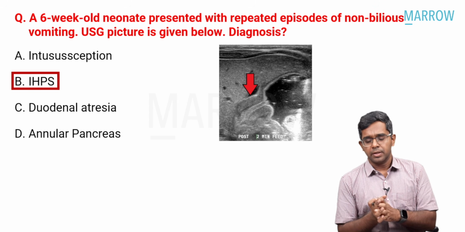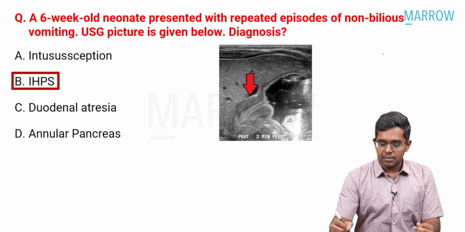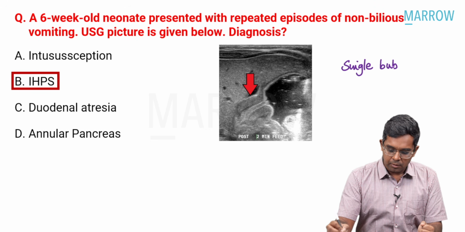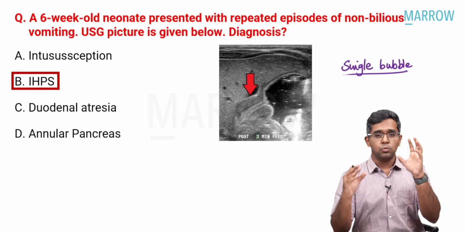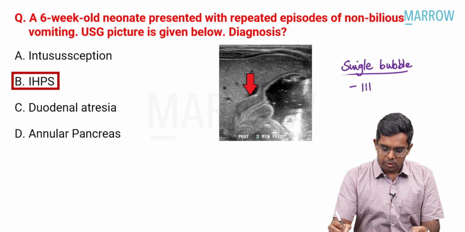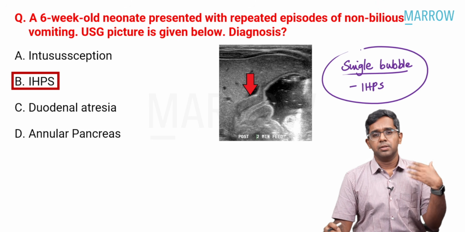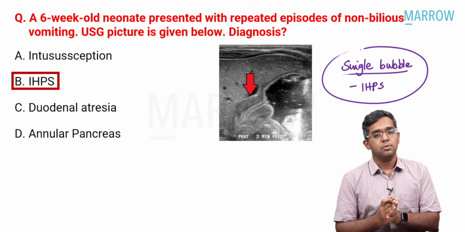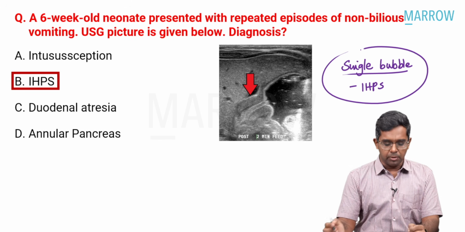Some of the students also recalled that a similar scenario was given but with some X-rays, and the X-ray was showing a single bubble, related to an air shadow in the stomach. So only one air shadow was present in the stomach. That is also suggestive of IHPS. So there are 2 variations of this question. One was based on ultrasound, another one was based on the X-ray. In ultrasound, you will directly see the abnormality. In X-ray, you will see the single bubble sign. Both are suggestive of IHPS. That is a point to be noted.